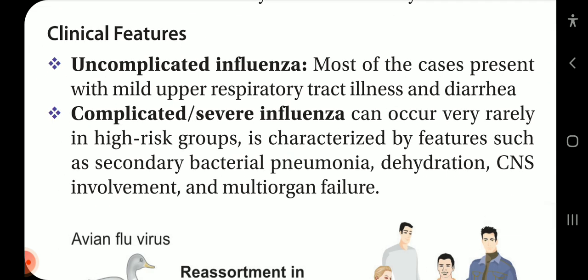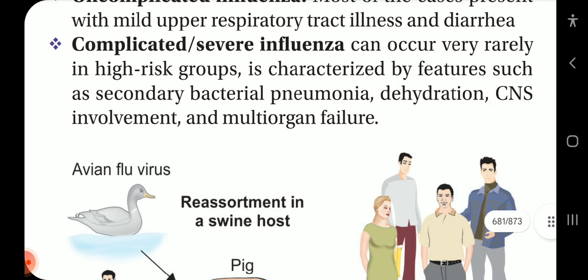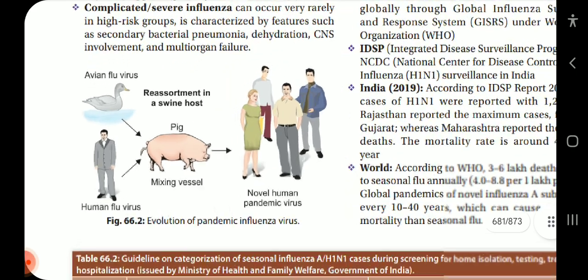Clinical features. Uncomplicated influenza: most of the cases present with mild upper respiratory tract illness and diarrhea. Complicated or severe influenza can occur very rarely in high risk groups, and is characterized by features such as secondary bacterial pneumonia, dehydration, CNS involvement, and multi organ failure.